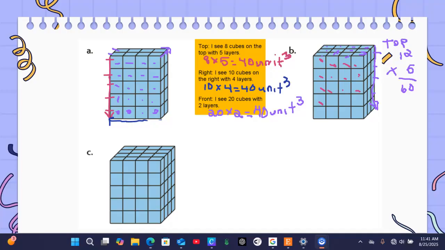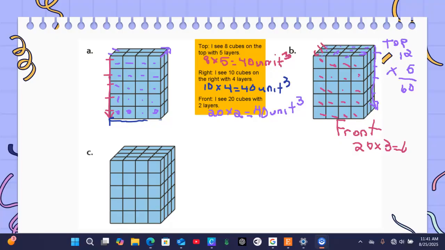All right, welcome back. Let's go ahead and review our answers. Hopefully you're coming up with the same answers as I am. All right, so we have 20 on our front, and then if we start with our front, we have to figure out how many layers or rows do we go back. We have 1, 2, 3. So our expression would be 20 times 3, and that will give us an answer of 60 units cubed.